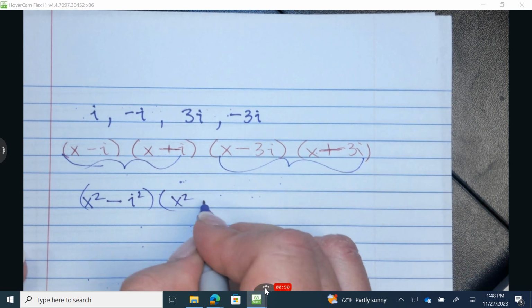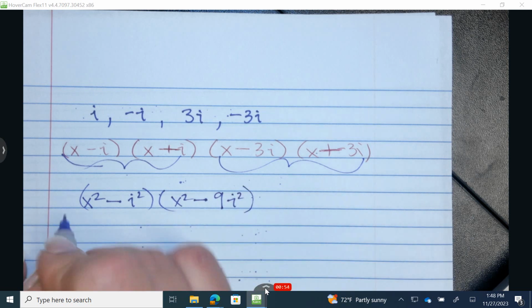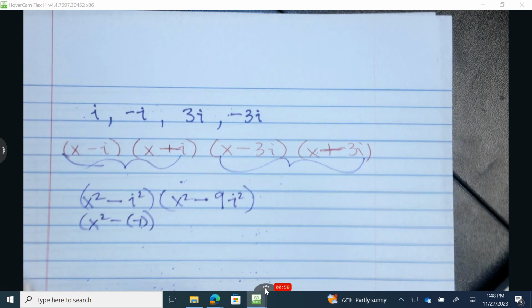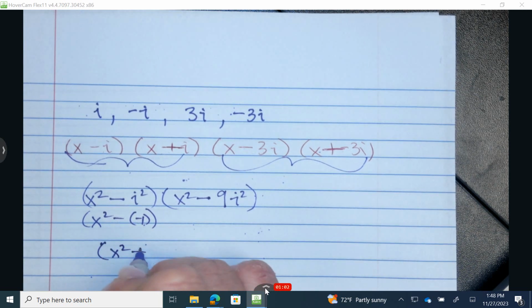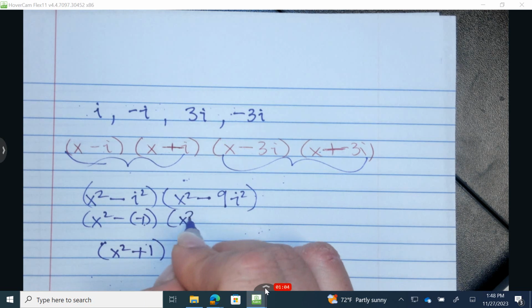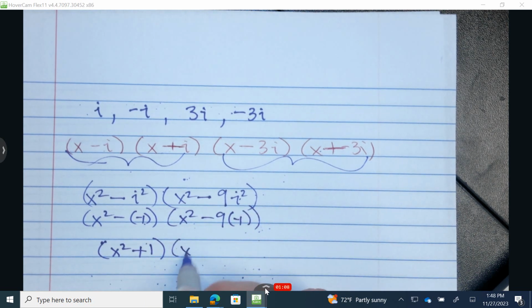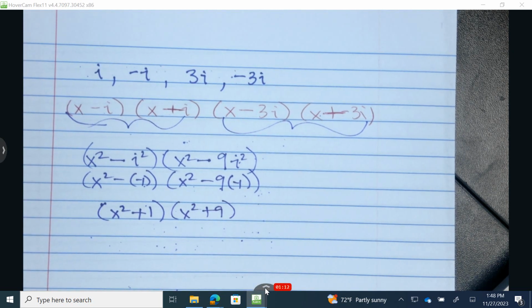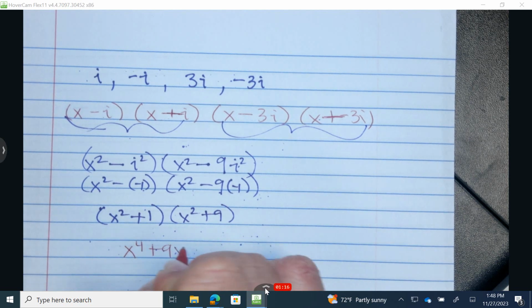Multiply the fronts and multiply the last. A negative times a positive is a negative. 3 times 3 is 9 and an i squared. Now I know i squared is the same as negative 1, and that gives me x squared plus 1. And over here, similar situation, i squared is the same as negative 1, and I get x squared plus 9.